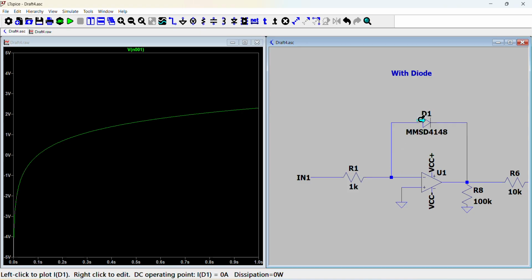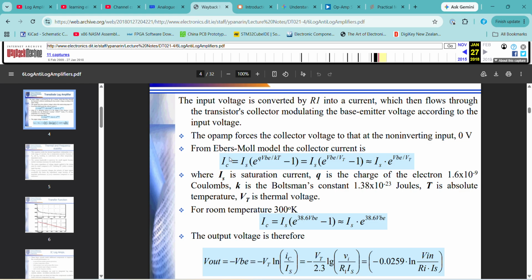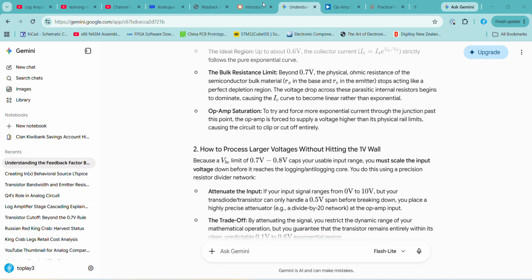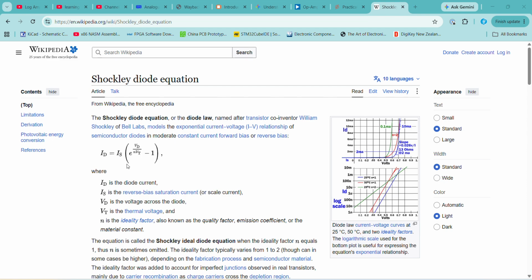I'm not going to go too deep into the math in this video because I think a lot of other videos do that really well, and there's a lot of good articles on it. But briefly, we can look at the Ebers-Moll equation of a transistor, and also the Shockley diode equation of a diode. Sorry about that. Yep, here it is. The Shockley diode equation of a diode, and as you can see, the current across the diode is related to the voltage across the diode through an exponential relationship.